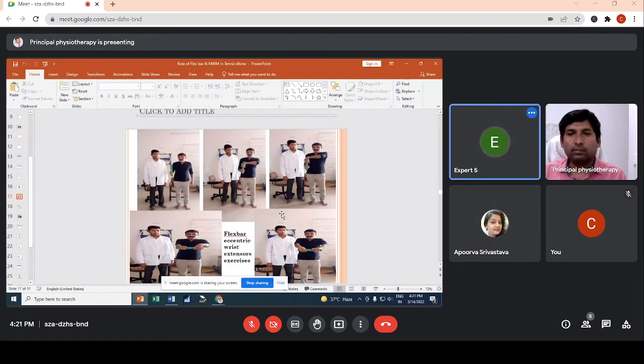Yes, sir. See, the patient is holding this cylindrical rubber material. This is known as a flex bar. क्या बोलते हैं इसको, flex bar.